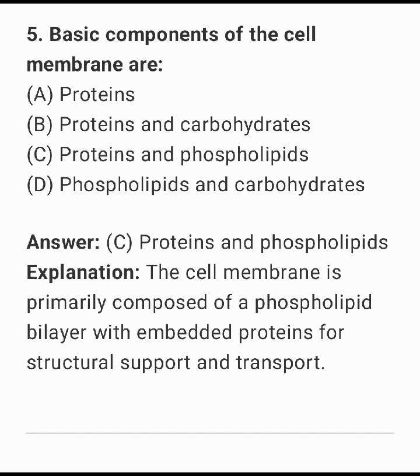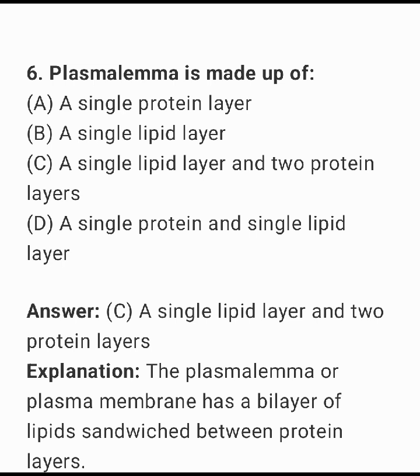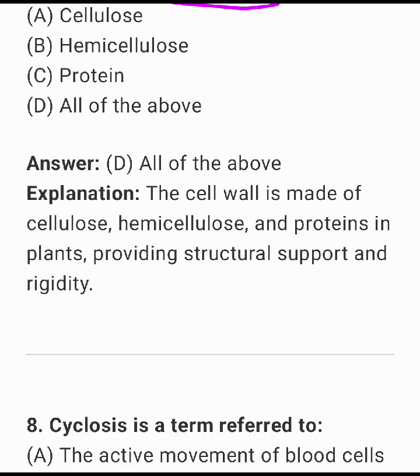Then basic components of the cell membrane are, so the basic components of the cell membrane are proteins and phospholipids. Next is plasmalemma is made up of, so it is made up of a single lipid layer and two protein layers. Cell wall possesses, so it contains cellulose, hemicellulose and protein. All of these, option number D is the correct one.